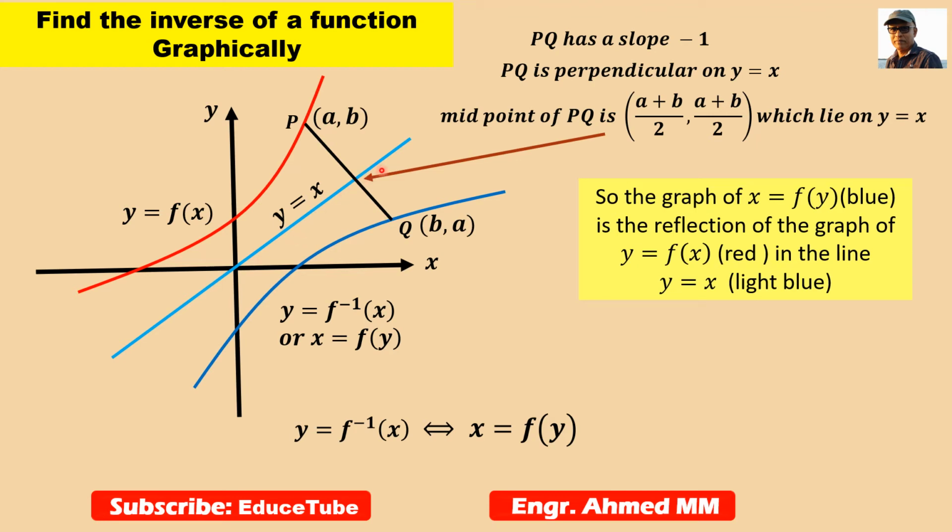More formally, we can say that to obtain the graph of f inverse of x, reflect the graph of f of x about the line y equals x. So in a different way I said it to give a clear picture. So we now know how to get the inverse of a function graphically. In the next slide we will see an example.